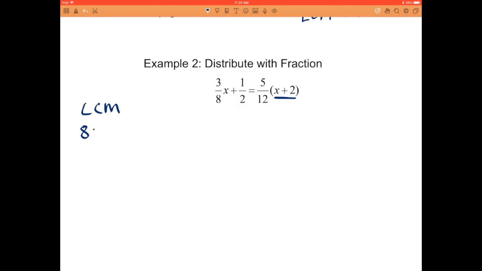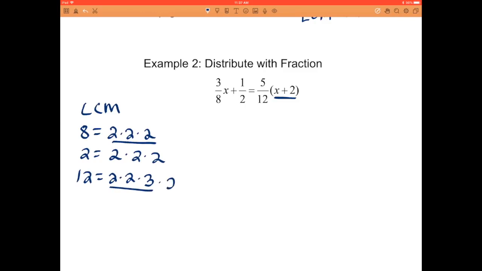So let's say 8 would be 2 times 2 times 2. 2 is just 2. 12 would be 2 times 2, that's 4, and then a 3 would make 12. So we have, let's see, 3 2's here. So everything else will need 3 2's all together. This one will just need one more. And now everything else needs a 3. So now they're all together there. So all those things multiplied together, 2 times 2 is 4, that times 2 is 8, 8 times 3 is 24, so our least common multiple is 24.